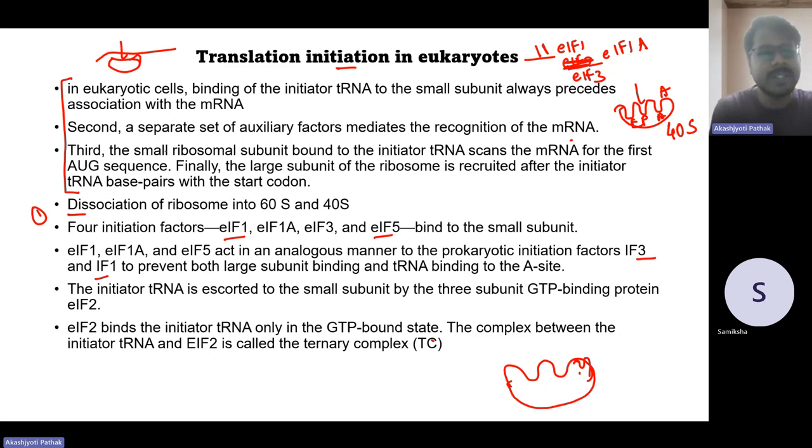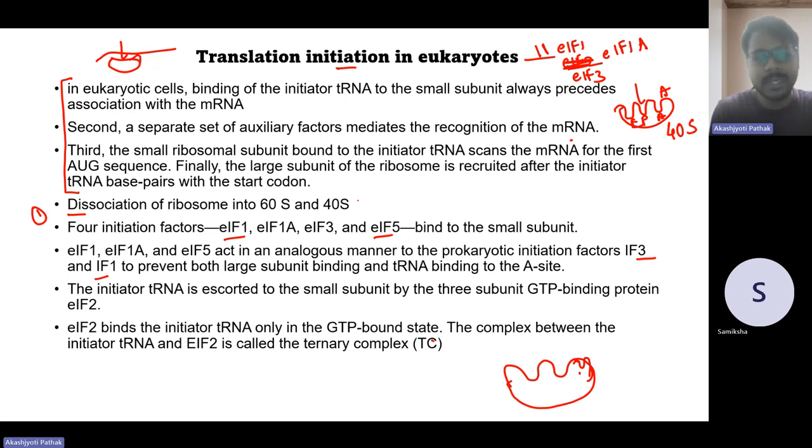The first three points I have just added to give a basic understanding of what all happens during translation initiation, and then I have described each step in detail. Okay. So in the first step of initiation, what will happen?